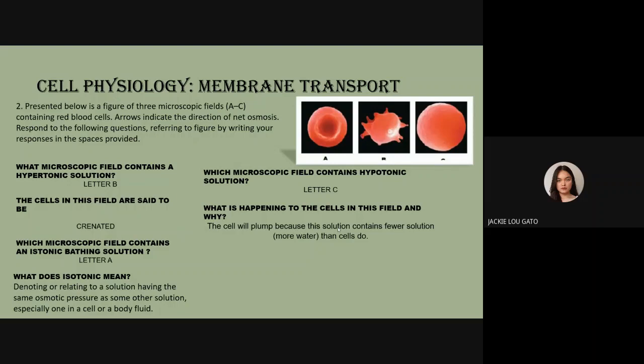Isotonic is denoting or relating to a solution having the same osmotic pressure as some other solution, especially one in a cell or a body fluid. Next is which microscopic field contains a hypotonic solution? Our answer is letter C. And for the last question, what is happening to the cell in this field? Our answer is the cell will swell because the solution contains fewer solutes or more water than the cell does.